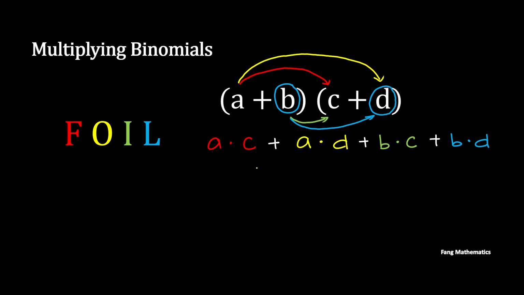And I believe you have got the expression here using the acronym FOIL. So let's find the quick way. So AC plus AD plus BC plus BD.